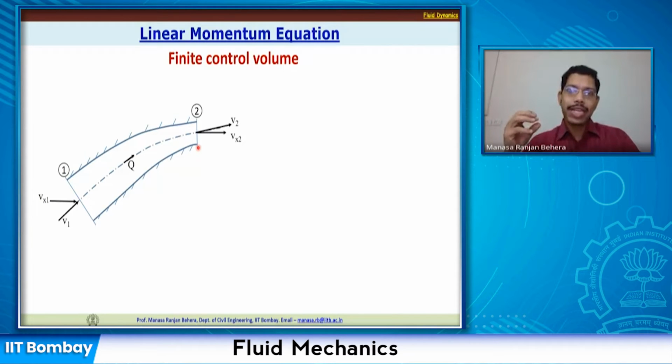If I take the discharge and multiply with the velocity in a particular direction, that gives me the momentum in that direction. So here, let us say I take cross section 1, at this cross section I have the velocity in the x direction as vx1. Now if I multiply vx1 with q, that gives me the momentum at section 1. Similarly, if I take vx2 and multiply with the discharge q, I will get the momentum at section 2.